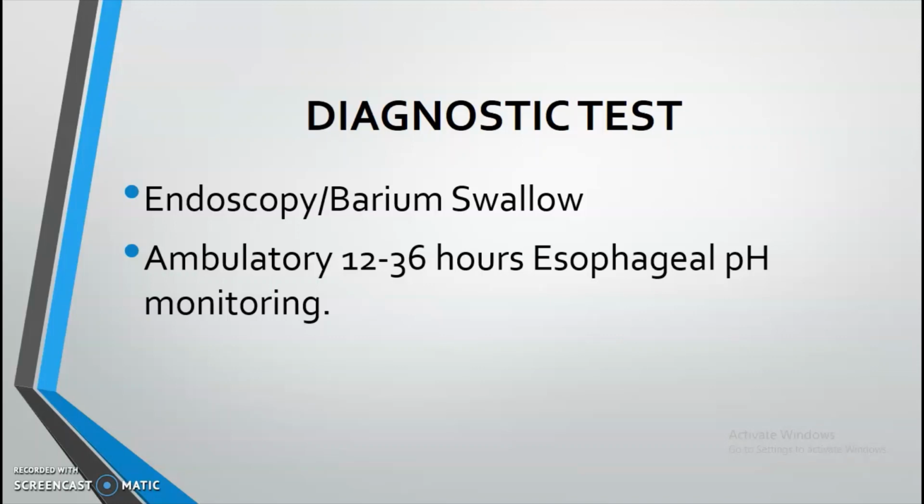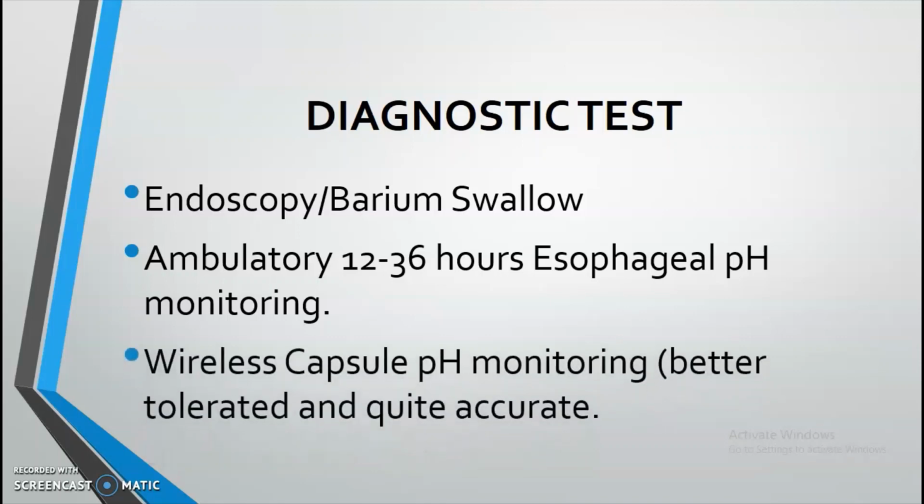Another almost the same diagnostic test that they perform with patients with GERD is your wireless capsule pH monitoring, which is better tolerated by the patient and it's quite accurate. They have the same principle, measuring the pH of the patient. However, kumpara sa ambulatory 12 to 36 hours, your wireless capsule monitors the patient for a period of 48 hours. And since sabi nga dyan, it's wireless, wala po siyang catheter, while your ambulatory has a catheter. This has a catheter and your wireless has no catheter.